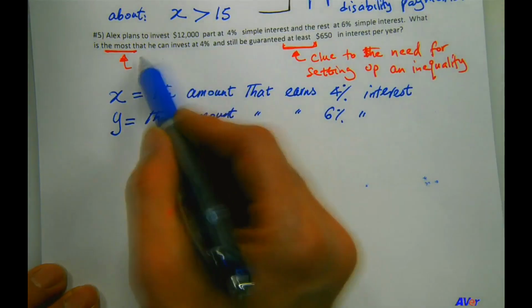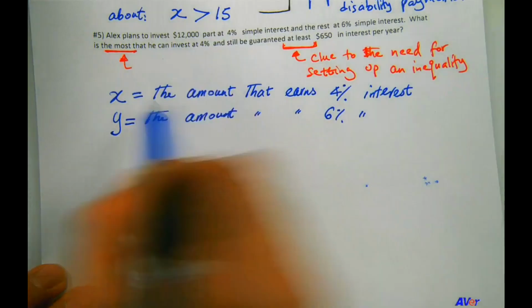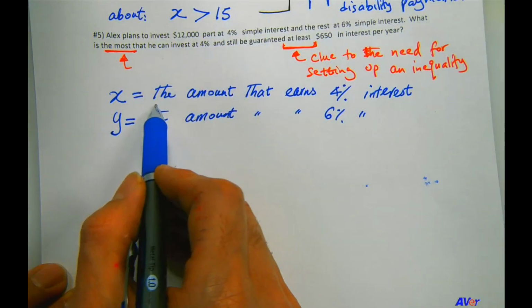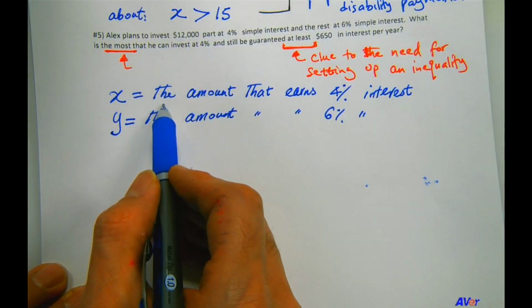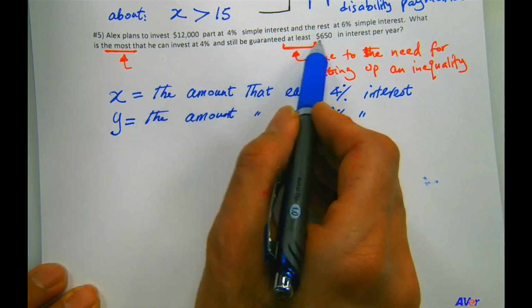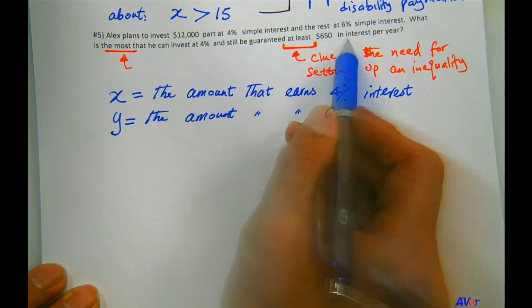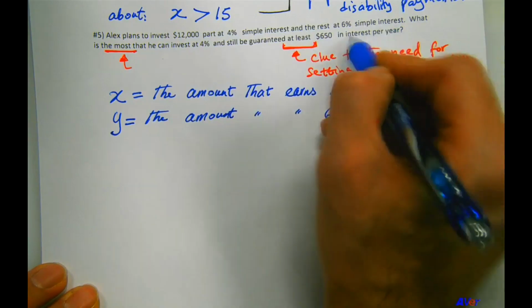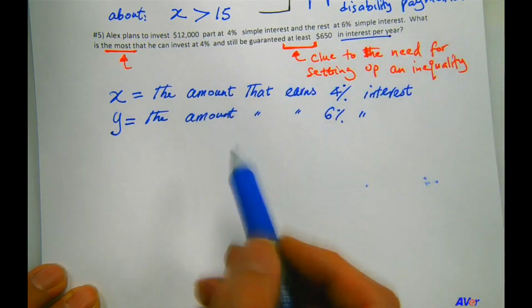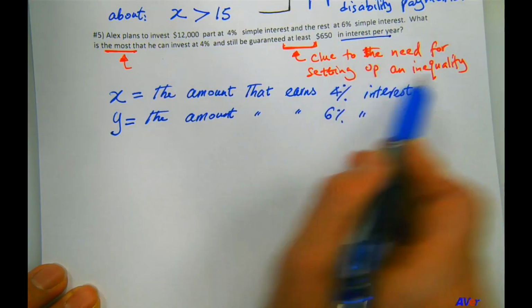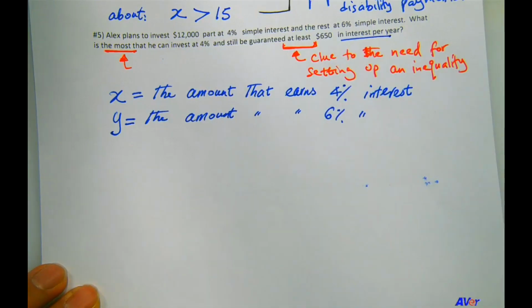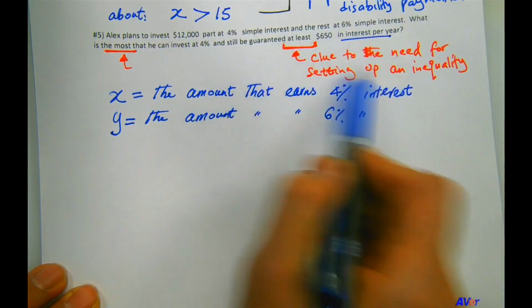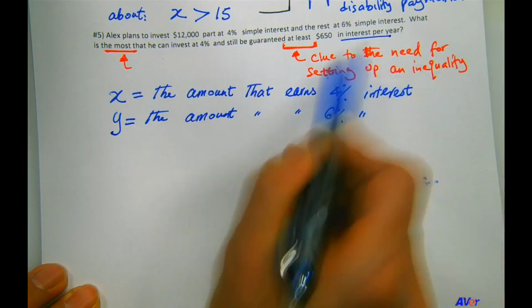And then what is the most that he can invest in this one, in x, and still be guaranteed at least that much in interest per year? Okay, so we're talking about interest now. So let's set up an inequality for the interest, at least that much interest. So we need to set up an inequality for interest.